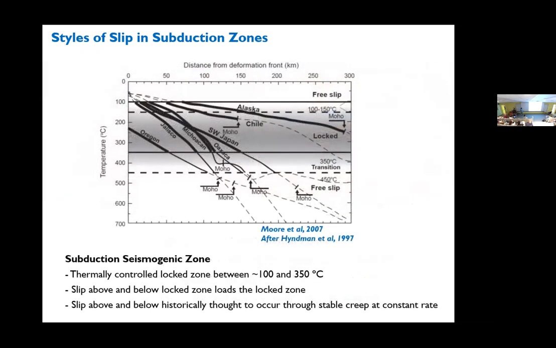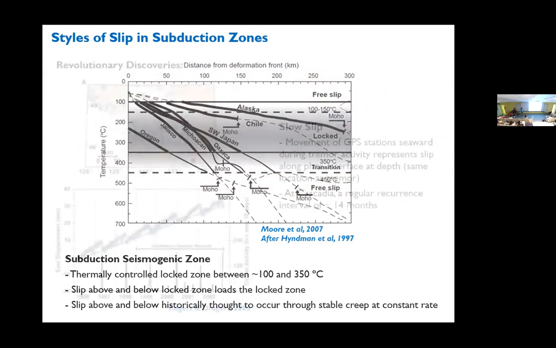This has been talked about a bunch already, but there's this old conceptual model where a lot of subduction interfaces are locked between 100 and 350 degrees centigrade. Above that and below that, there's free slip, which loads that locked interface and eventually causes big earthquakes. Since these conceptual models have come out, there have been a lot of really interesting observations about other modes of slip happening within subduction systems.